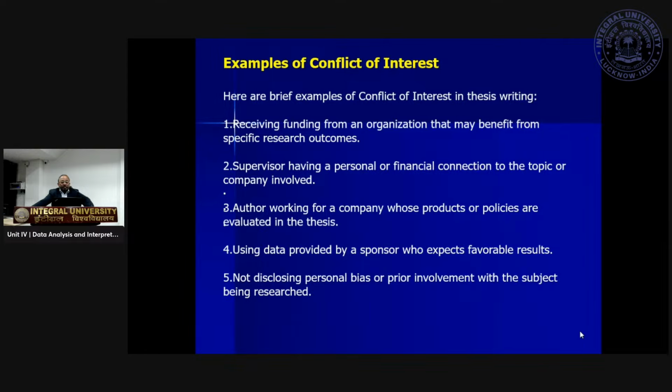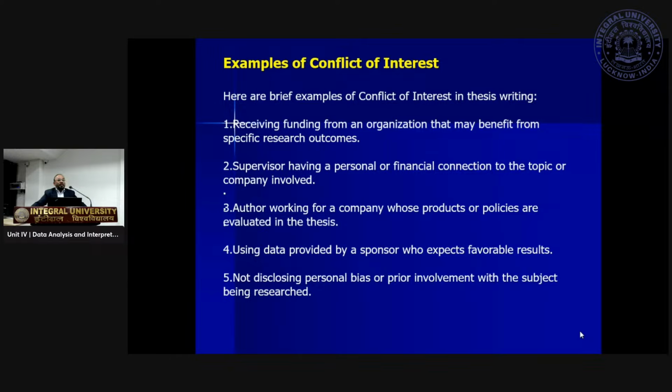Receiving funding from an organization that may benefit from a specific research outcome. It should be declared. A supervisor having a personal or financial connection to the topic or a company involved. If your supervisor gives you a topic and insists you do your research around it, and he has some financial interest in a company, the results may be used by the company.